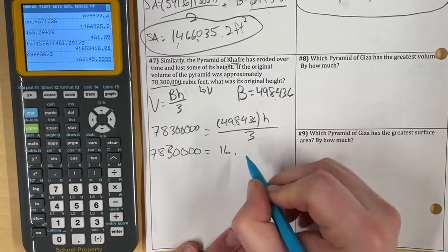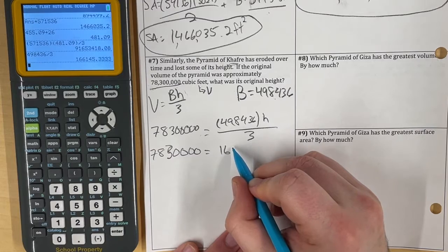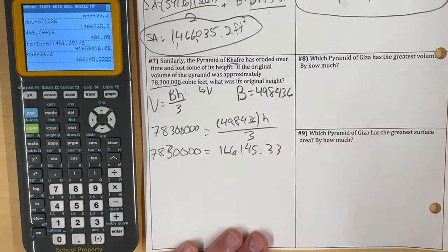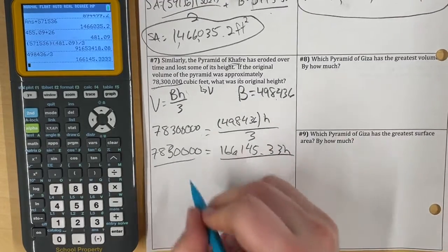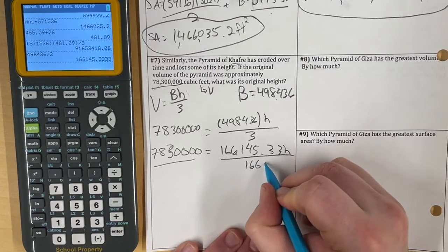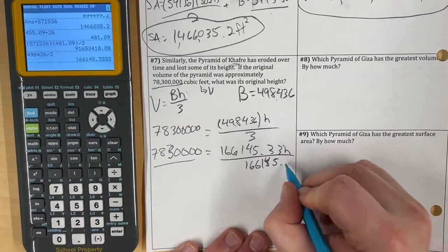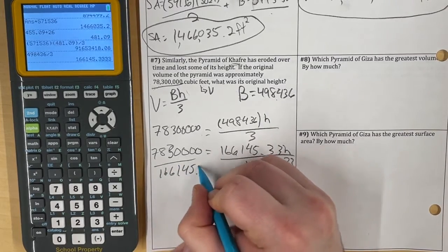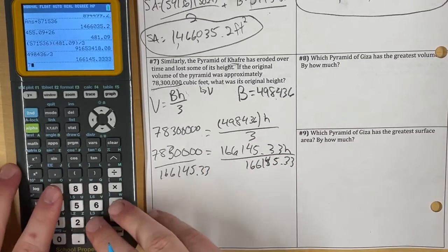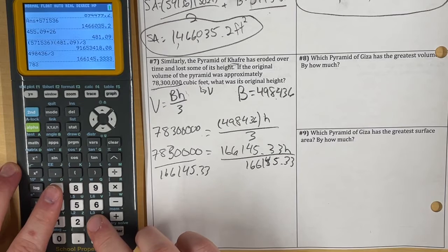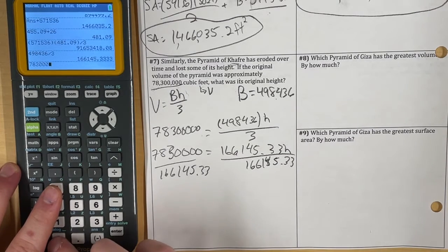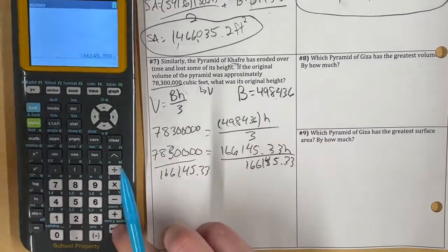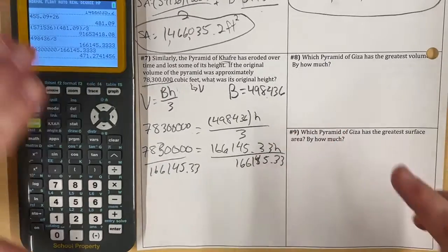So let's see, 166,145.33, and we can say times h. Make sure you get that variable by itself, and divide both sides by that value. You can use that calculator value that you have so it's more accurate. So I take my original volume and divide by that value that we had. Again, hit the up arrow key to type it out for yourself, and hit enter again to get that original height.